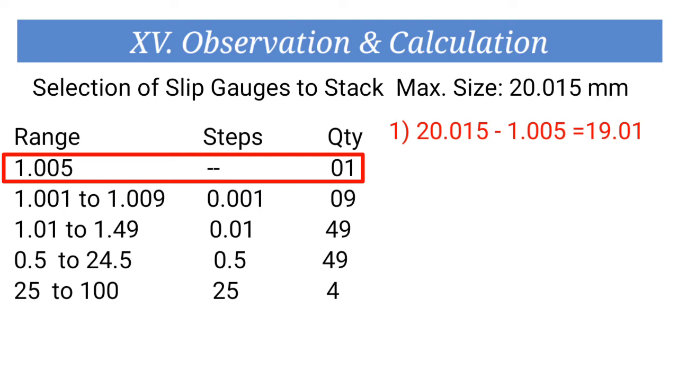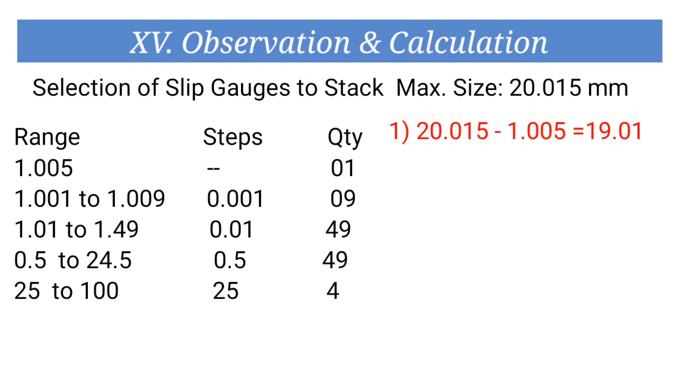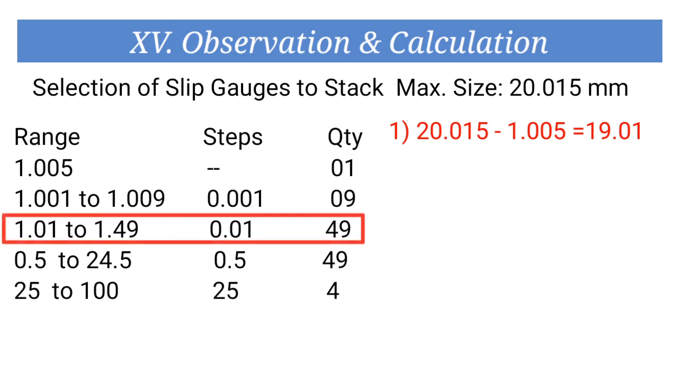So the remainder is 19.01 mm. Now select the next slip gauge from the steps of 0.01 mm. So select the slip gauge of 1.01 mm and subtract it from the previous dimension. So the remainder is 18 mm.